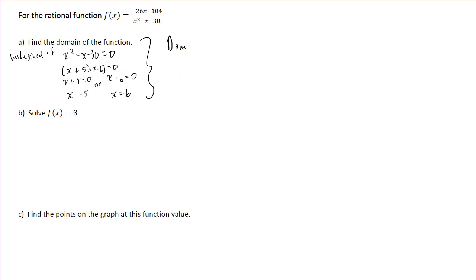So then the domain of the function can be written in several different ways. One way would be to write, using set builder notation, the set of inputs x such that x is not equal to negative 5 or 6.